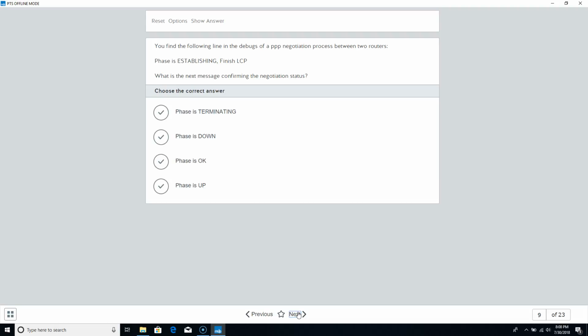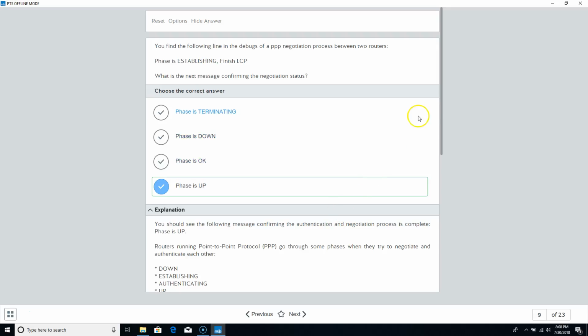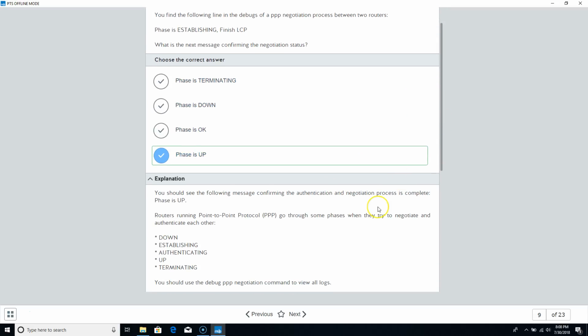You find the following line in the debug of the PPP negotiation process: phase is establishing, finish LCP. What's the next one? So down, establishing, authentication, and up is the next one. So this next one is up. Okay, down, establishing, authentication and up. Okay, and the last one is terminating. If you use this command, the debug PPP negotiation command.